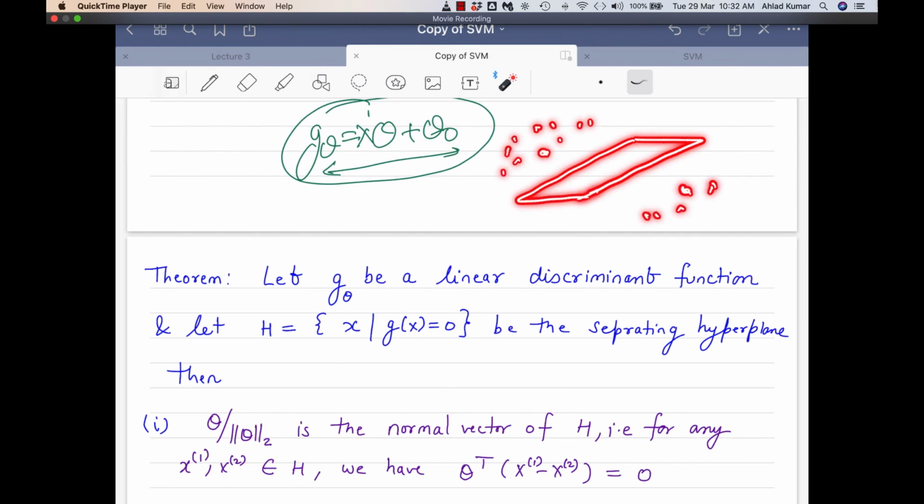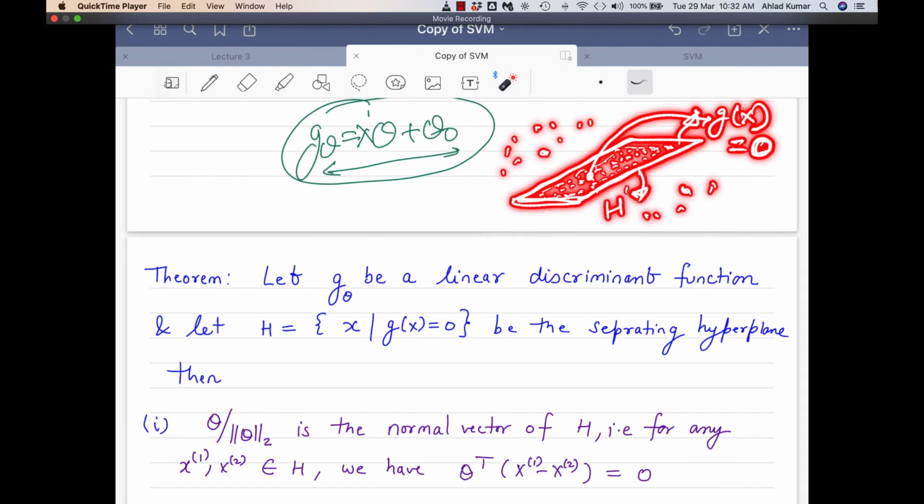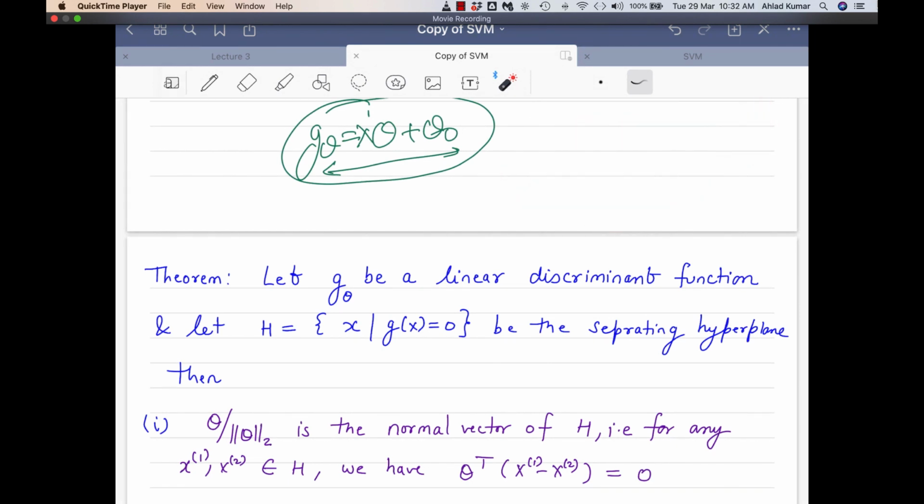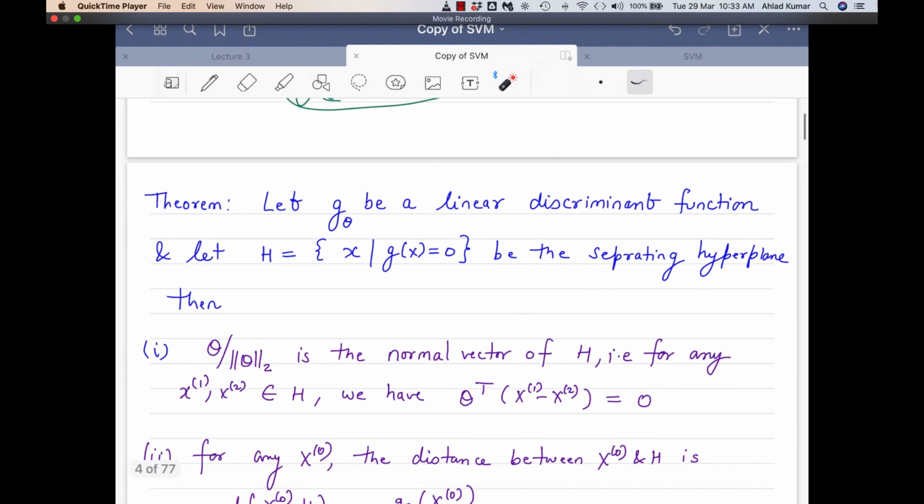The plane is defined in such a way that all the values of x which are lying on this g of x, such that when you put the value of x in this equation, its value will be 0. So this is defined as H. H is nothing but all the points x which are lying on this discriminant function g of x. So this is basically the definition.